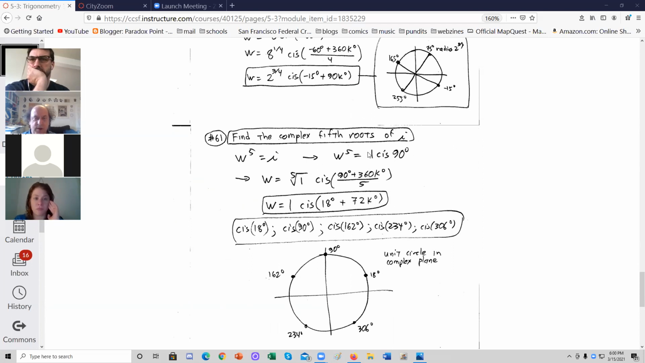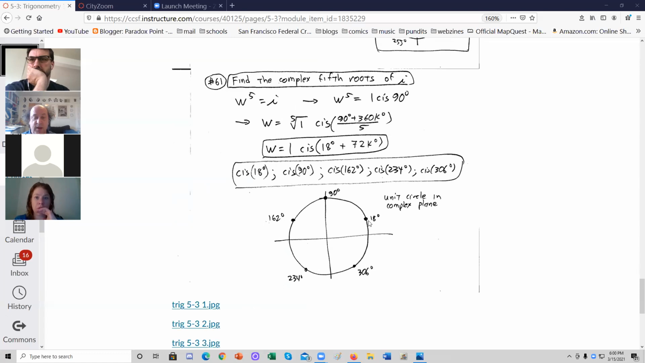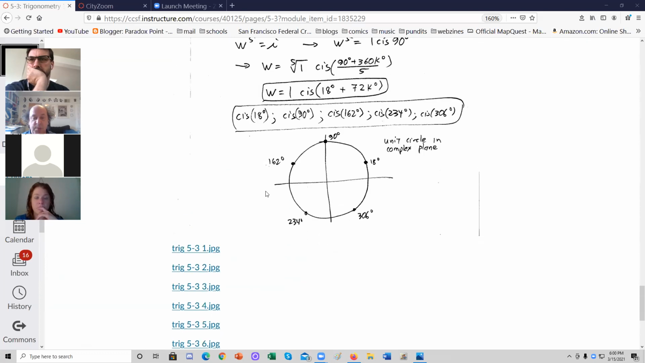So taking the 5th root, we take the 5th root of the magnitude, 5th root of 1, cis of 1/5 of 90 plus 360k degrees. You add this in because again, that gives you the same thing, and you'll wind up finding what are basically called roots of unity. All right, so this is 18 degrees plus 72k degrees. Cis of that times 1 is w. So you have cis of 18 degrees, cis of 90 degrees, cis of 162 degrees, cis of 234 degrees, cis of 306 degrees, all spaced on the unit circle.